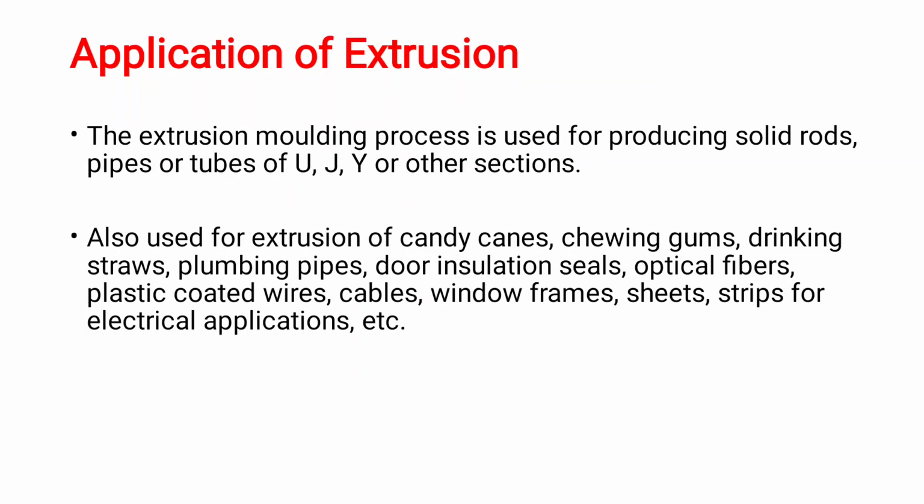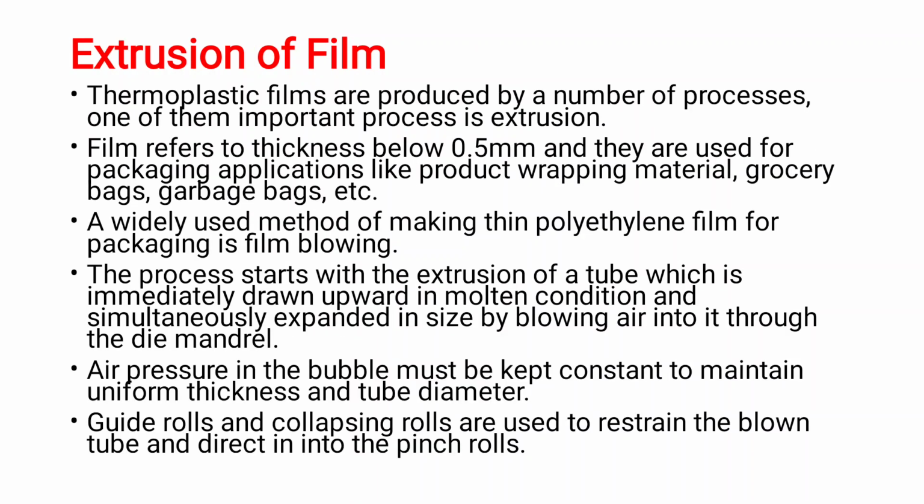The application of extrusion. The extrusion molding process is used for producing solid rod, pipe, or tube of U or other sections. It is also used for extrusion of casings, drinking straws, plumbing pipe, door insulation seals, optical fibers, window frame sheet strips, and electrical applications.